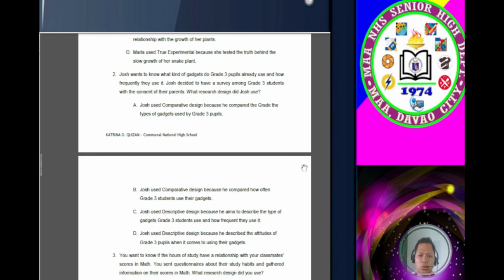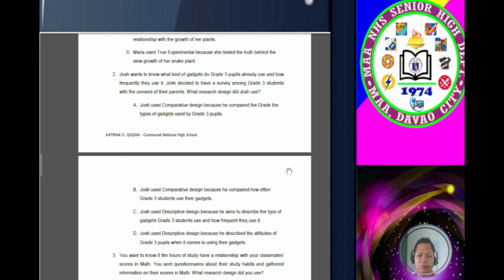Okay, number 2. Josh wants to know what kind of gadgets grade 3 pupils already use and how frequently they use them. So Josh decided to have a survey among grade 3 students with the consent of their parents. So what research design did Josh use?